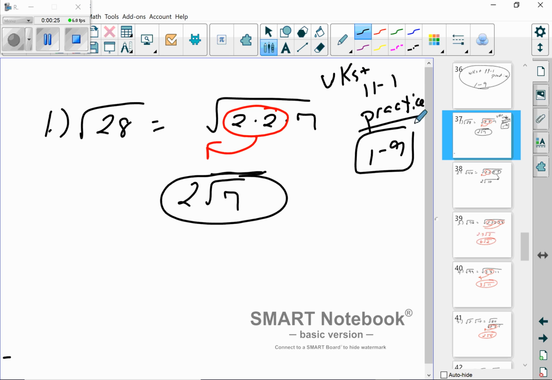Alright, here we go. So the first problem is the square root of 28. I did the factor tree and got 2 times 2 times 7. I looked for pairs of common factors. There were two 2's. One 2 comes out front. The 7 stays in for 2 square root of 7.